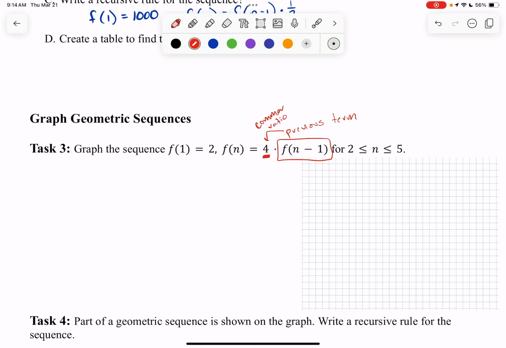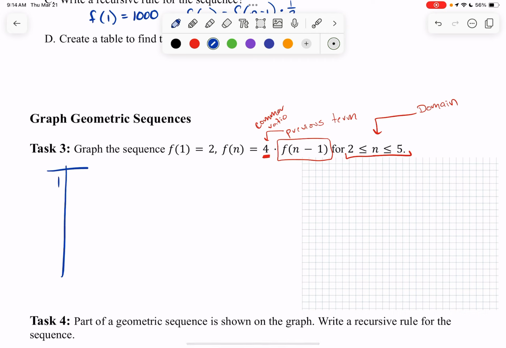Okay, and I want to do that for n's from 2 to 5, so meaning inputs of 2, 3, 4, and 5. This is basically telling me what my domain is going to be. I want to graph it for the inputs of 2 to 5, or the 2nd to 5th term. So the easiest way to do this is to create a table.